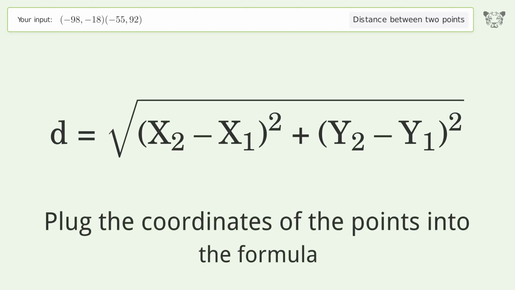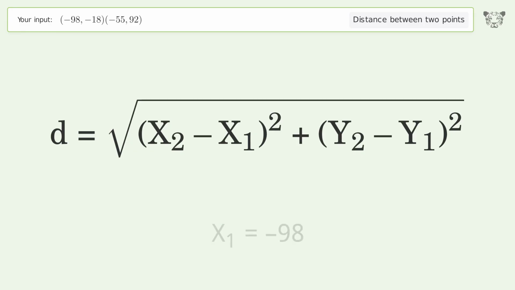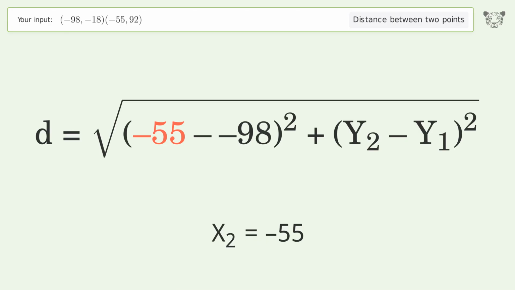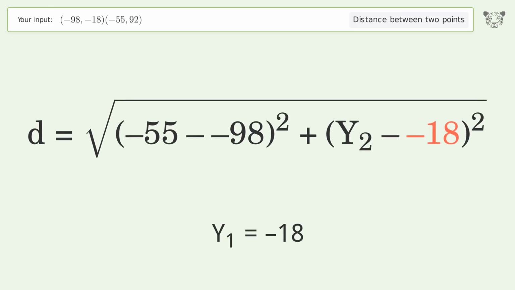Plug the coordinates of the points into the formula. x1 equals -98. x2 equals -55. y1 equals -18. y2 equals 92.